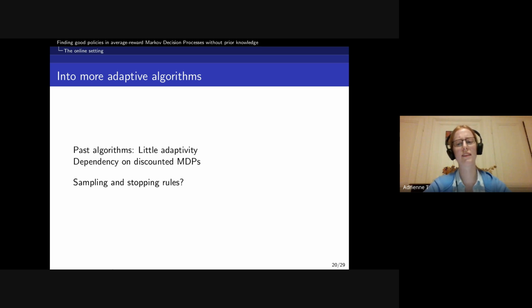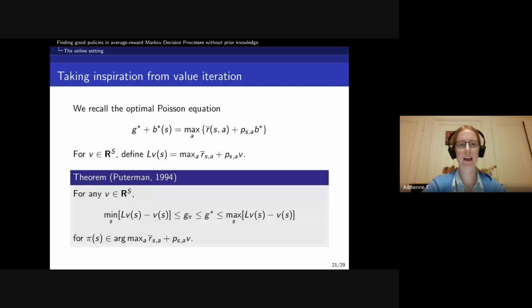What's interested us is how can we develop a stopping rule that says, okay, you've learned enough, so that then people could focus on finding a good sampling rule, good ways to explore the MDP to meet the stopping rule as fast as possible. That's what we're doing moving forward. And what we did was take inspiration from value iteration.